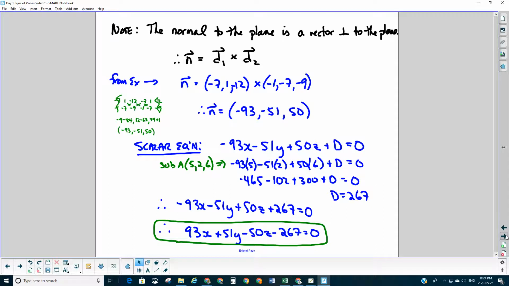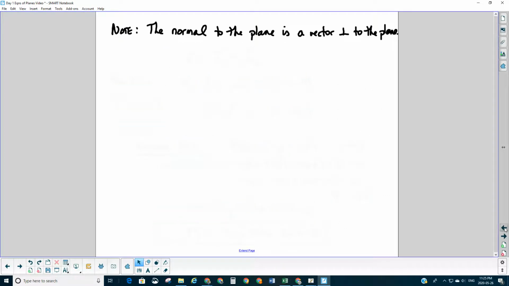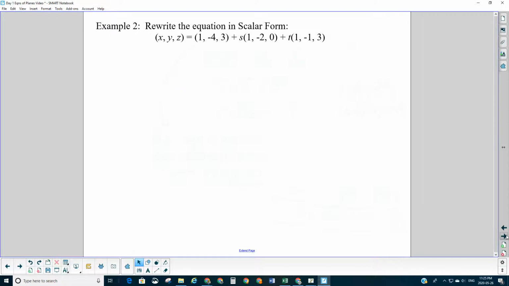All right, let's move on to another example. Here, I'm going to rewrite now. I'm giving you a vector equation, or sorry, an equation of a plane, and this looks like the general equation. Let's just go back and check. Yeah, general equation. There's a point plus two direction vectors. Yes, that's the general equation. Point and two direction vectors. I want it in scalar form. So I'm going to do this without any help. I'm just going to use my algebra skills to be able to do this.